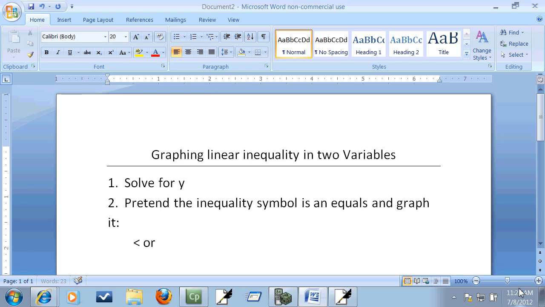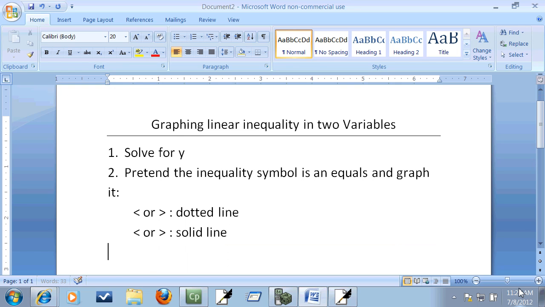If you got a less than or greater than in your original inequality, then you're going to use a dotted line. If you have a less than or equal to or greater than or equal to, you're going to use a solid line. Okay, step 2, pick a test case and plug it into your inequality and see if it's true.